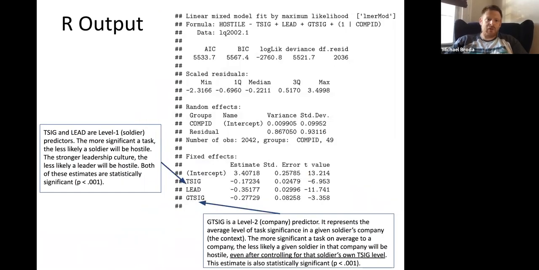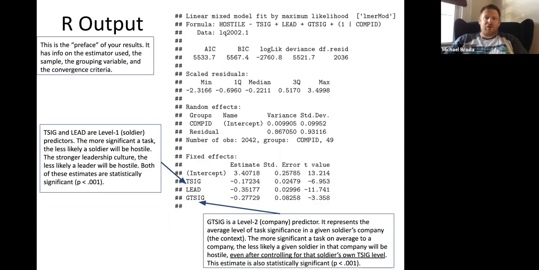R folks, this looks very similar. So at the top here, we have sort of the preface for our results. We are running a linear mixed model. We are using the lmer command in the package lme4. The formula that we've specified is here. Hostile is our outcome. T-sig, lead, and GT-sig are our predictors.